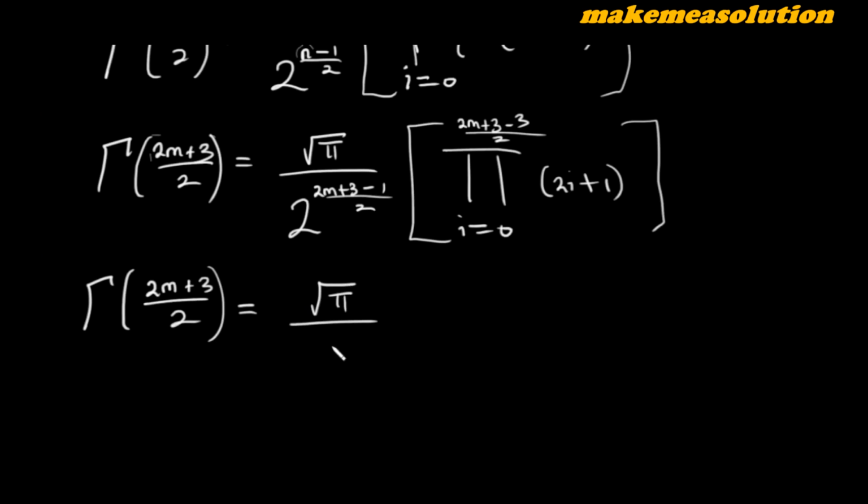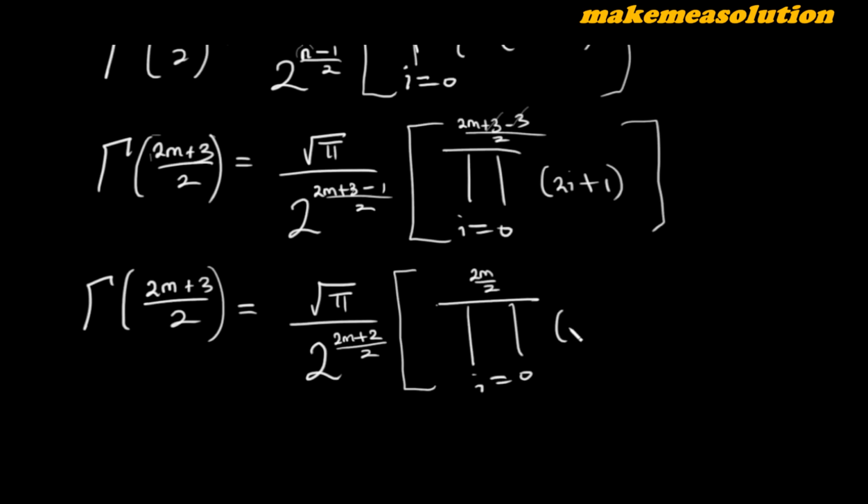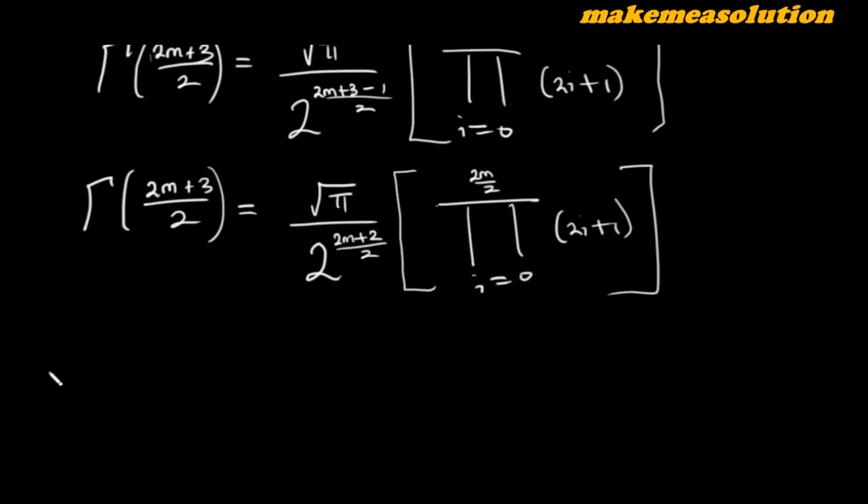So let's see what happens. We have 2 raised to the power of 2m plus 2 over 2, since 3 minus 1 is 2, and I now have my product operator from i equal to 0 to 2m over 2, since 3 minus 3 is 0, of (2i plus 1). Okay, so if we have it in this way, we'll now have our gamma of (2m plus 3) over 2 is equal to root pi all over 2.